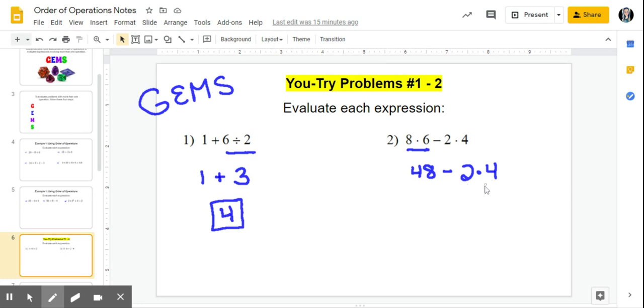I should multiply 2 times 4 because I'm still working with multiplication. 2 times 4 gives me 8, and I'm going to bring down the minus and the 48. One more step. What's the final answer? The correct final answer is 40. How'd you do? So far, so good? Let's make them a little more difficult.